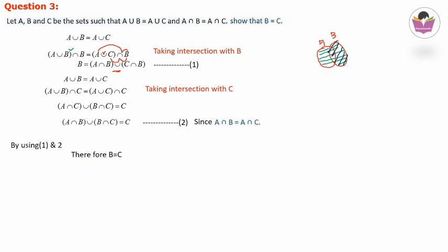Hope it is clear. Just keep in mind that first we have to take intersection with B, next we have to take intersection with C in the given condition A union B is equal to A union C. Next is only the normal calculations. Only this is a portion where a little bit of explanation is needed. I hope it is clear for you all.